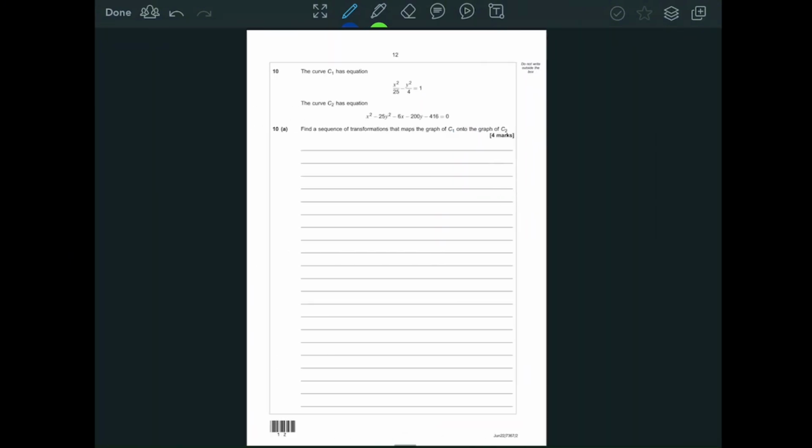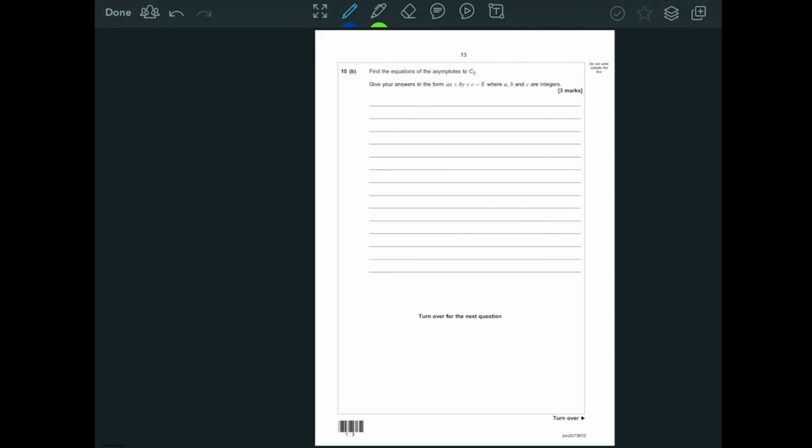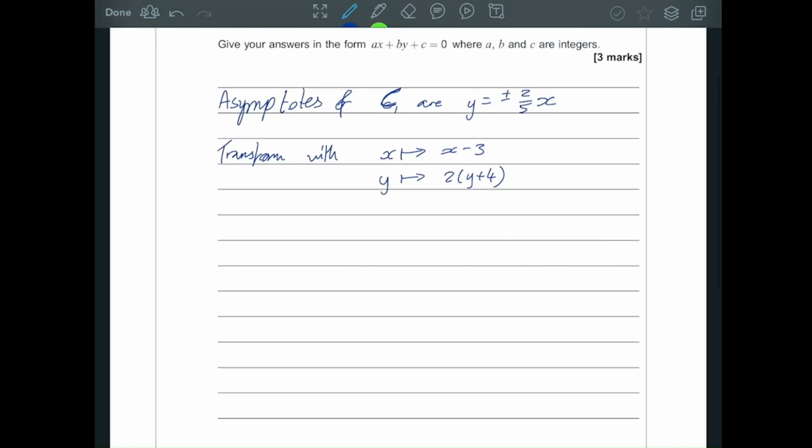Is it minus 3 or plus 3? X minus 3 and 2y plus 4. X minus 3, and y changes to 2y plus 4. And unfortunately, I don't think you should do these at the same time. So I'm going to split this into 2 questions with the positive and negative separate.